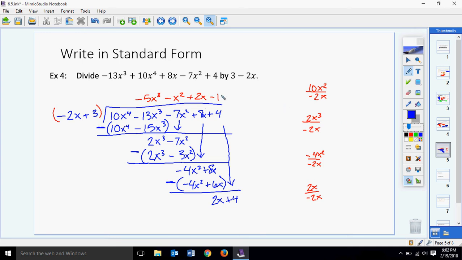Multiply it back. Negative 1 times negative 2x would be a positive 2x. Negative 1 times positive 3 would give you negative 3. Again, subtract. The x terms cancel, and 4 minus a negative 3 would be 7. So after you've dropped down everything, the 7 is your remainder. So your final answer is your quotient, negative 5x cubed minus x squared plus 2x minus 1. And then it's always plus your remainder over your divisor. So negative 2x plus 3.